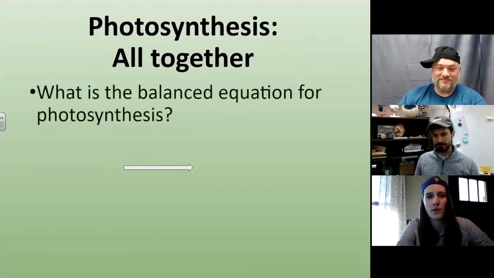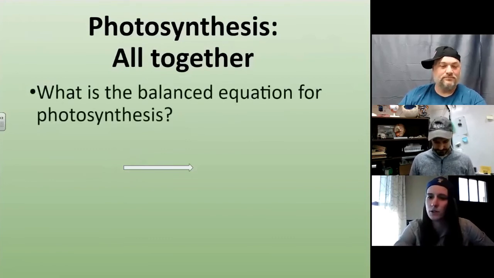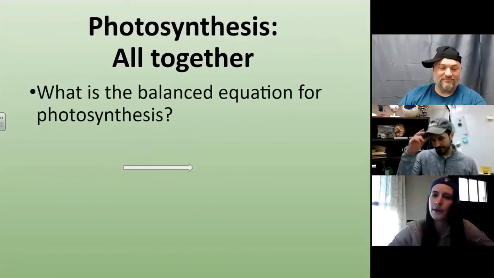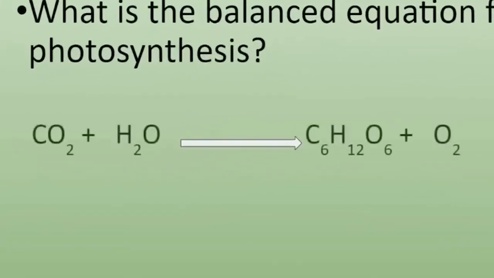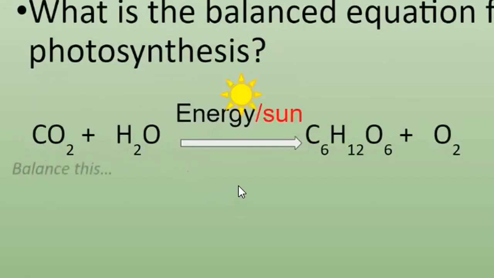Okay, so putting it all together, if we take all of the stuff that you basically just told us, because you already know this, what is our balanced equation for photosynthesis? So we take all those things and put them together. You start with carbon dioxide and water, and with a little bit of help from the sun, we're able to transform those into glucose and oxygen.